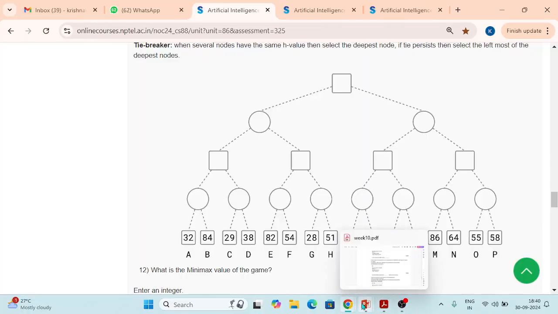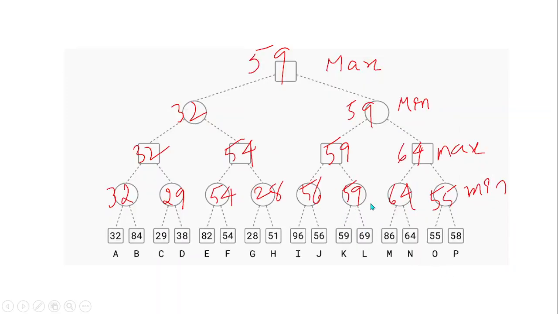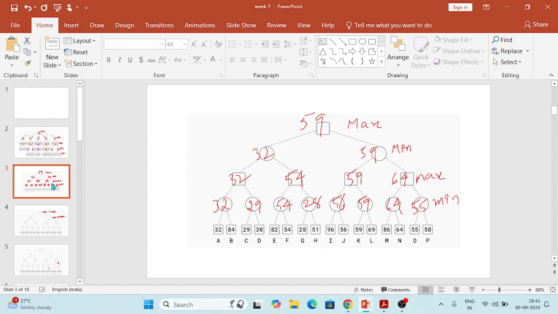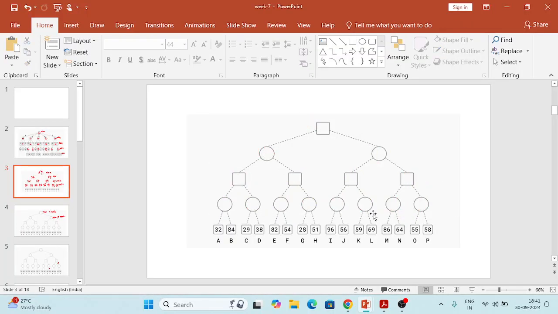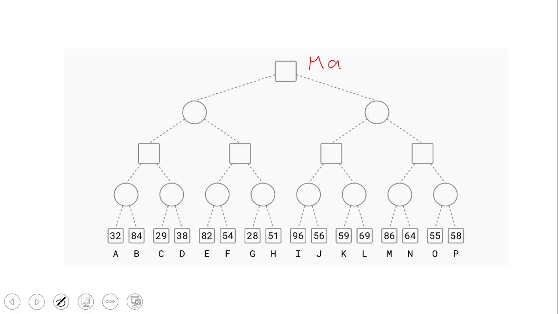Okay. So this is the maximum node, and this is the minimum nodes, maximum nodes, and minimum nodes. Okay, so we'll start from this side, A, B. So A is having 32, B is having 84. Among these two, this is the minimum node, minimum is 32.